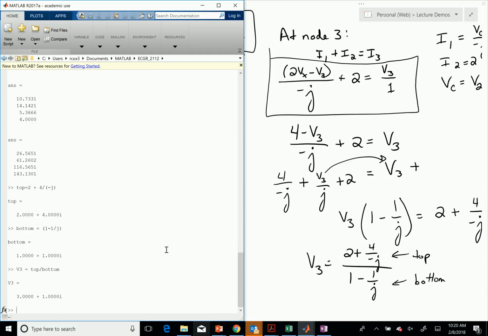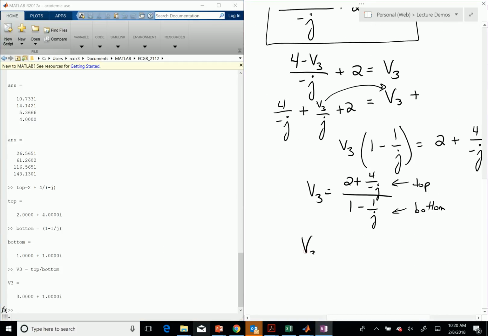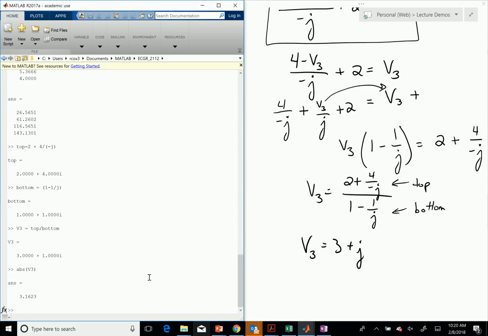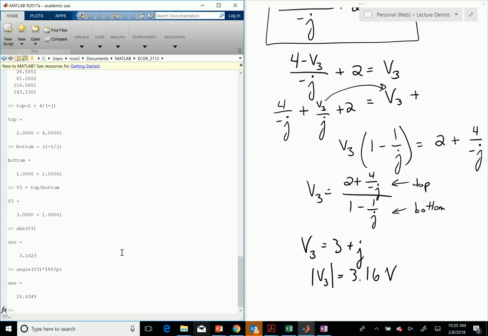All right, so I run that and I get V3 equals 3 plus j. Now we usually don't want our voltages in rectangular form, right? I'd like to get that in polar form. So in MATLAB I say abs of V3, which is the magnitude, 3.16 volts. Then I say angle of V3 times 180 over pi, since MATLAB does the angle in radians, and I get 18.43 degrees.